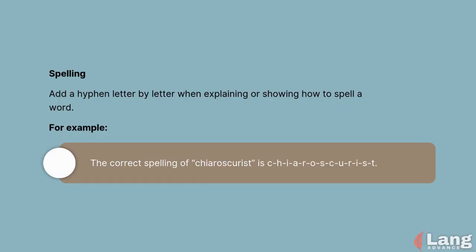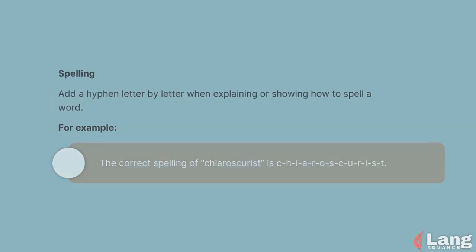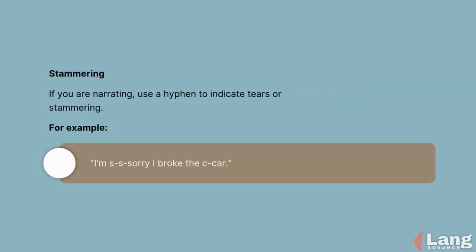Spelling. Add a hyphen letter by letter when explaining or showing how to spell a word. For example, the correct spelling of chiaroscurist is C-H-I-A-R-O-S-C-U-R-I-S-T. Chiaroscurist. Stammering. If you are narrating, use a hyphen to indicate tears or stammering. For example, I am so s-sorry, I b-broke the car.